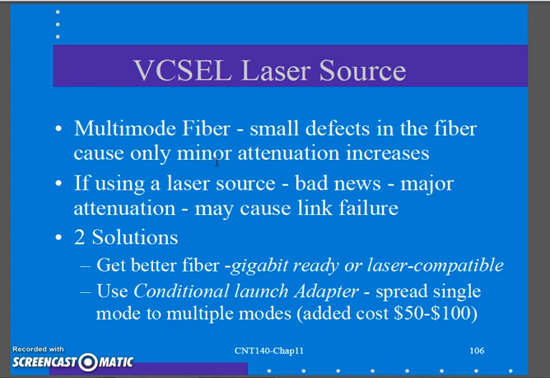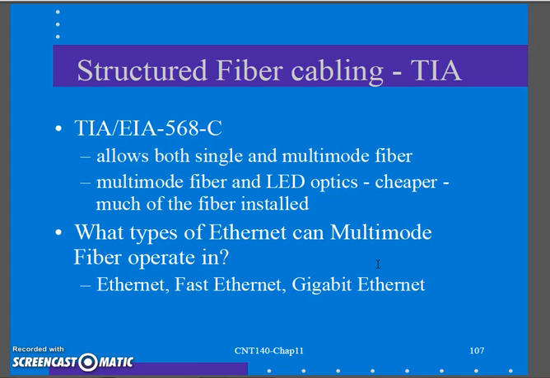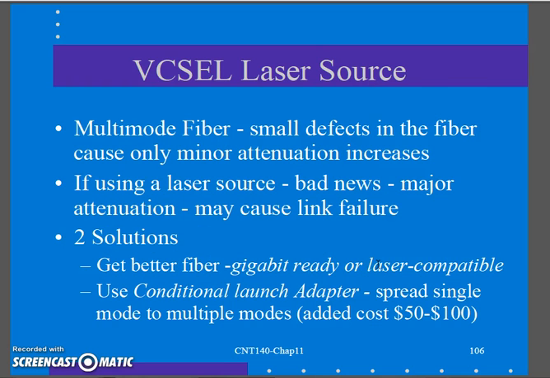So I need better fiber. They actually make gigabit ready or laser compatible fiber that can handle this, or I need to use the conditional launch adapter. The conditional launch adapter actually takes the laser light source and defocuses it and makes it spread out. Instead of a focused beam, it's going to spread out more like a multimode light source. But most people have moved on to using the gigabit or laser tuned fiber, if you will, for lack of a better term.